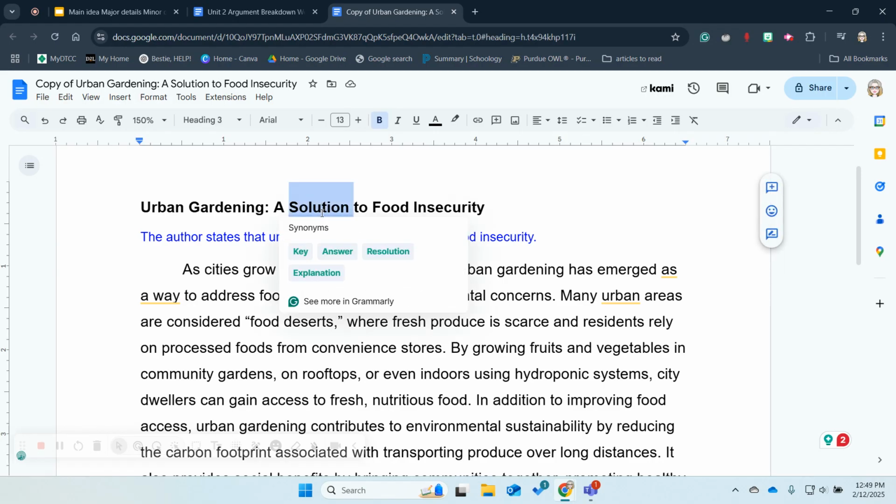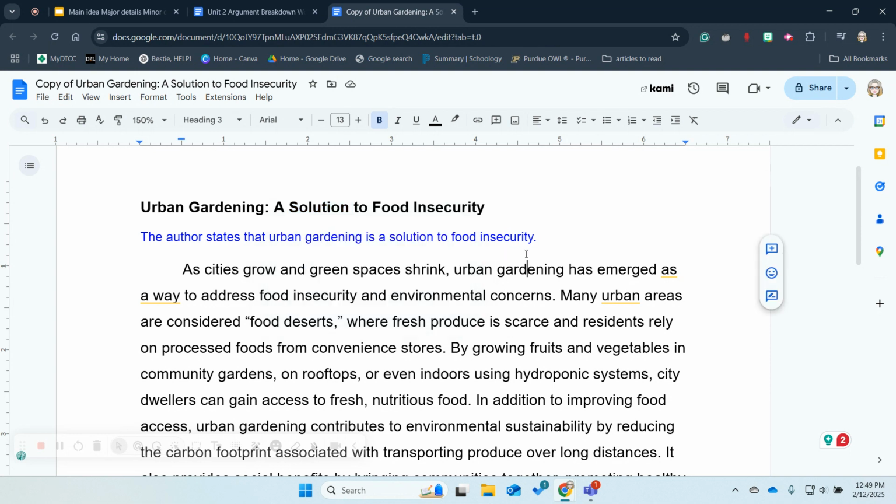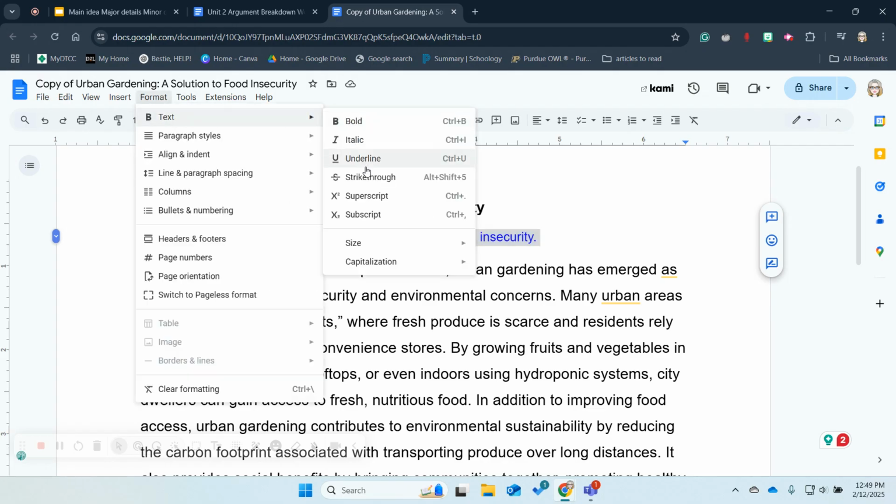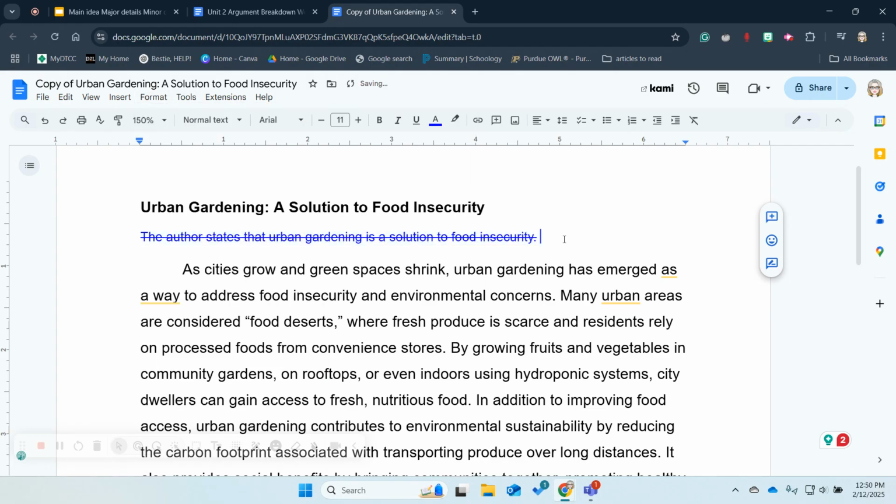There we go. It gave me some synonyms, but even if we just put in synonyms and keep the same sentence, we're not doing a good job writing our main idea sentence there. So if that's your tendency, I would stay away from that. So let's strike that through, all right?